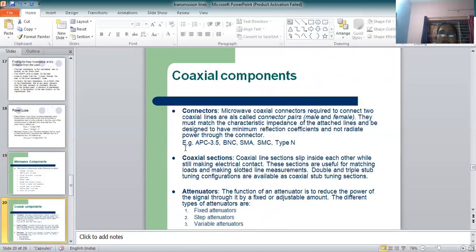Then the coaxial components are also there, which include connectors, coaxial sections, and attenuators. Connectors, which are known as microwave coaxial connectors, male and female. Coaxial sections are also there, where they can slip inside each transmission line while still making electrical contact. There are attenuators, which can reduce the power of the transmission line.